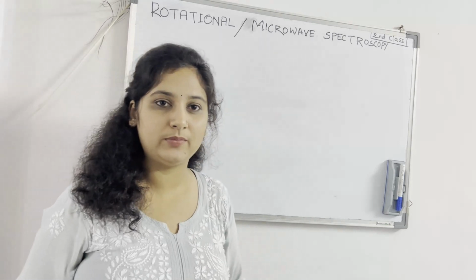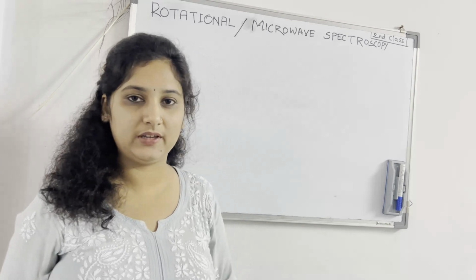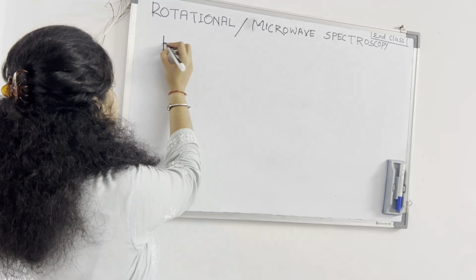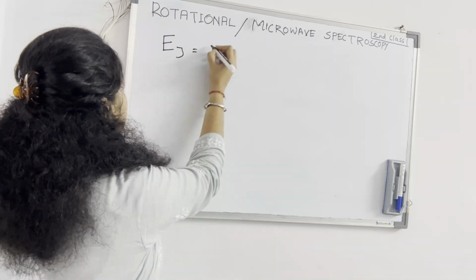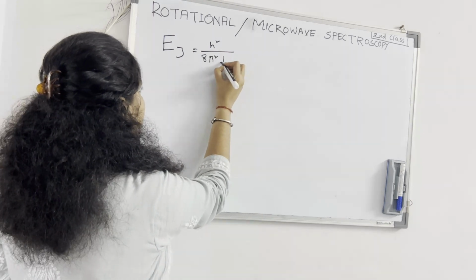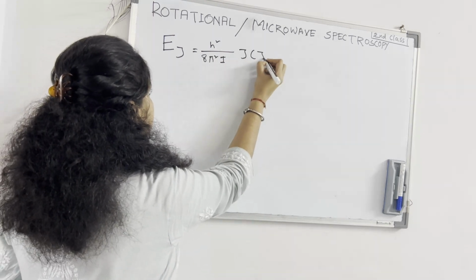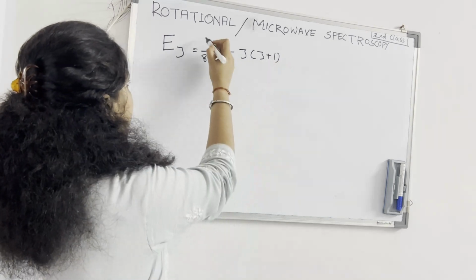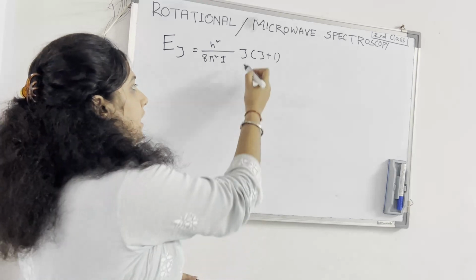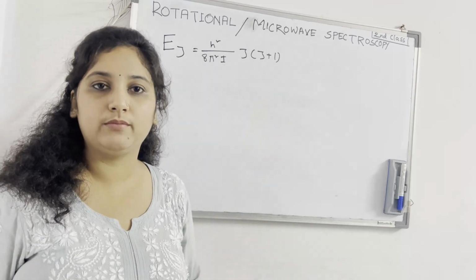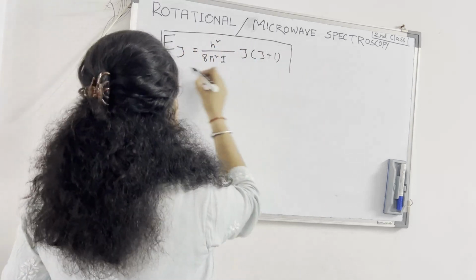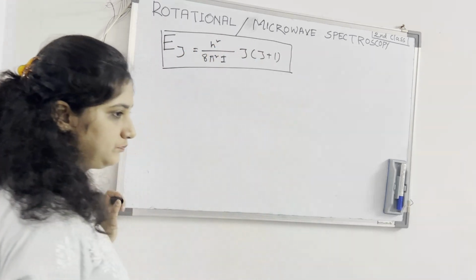So at first I will like to tell you that in the last class we have derived the energy level expression, which is the rotational energy level expression, that is E_J is equal to h squared by 8 pi squared I into J into J plus 1, where h is the Planck constant, I is the moment of inertia and J is the rotational quantum number. So this is the energy expression for the rotational level.